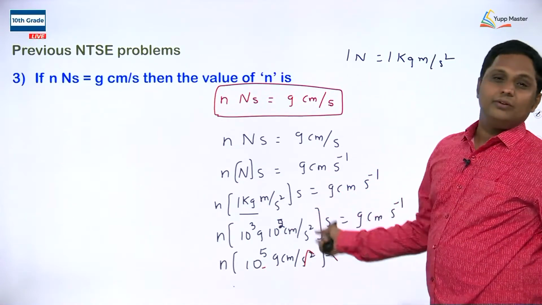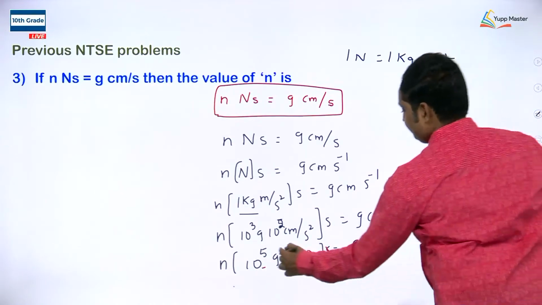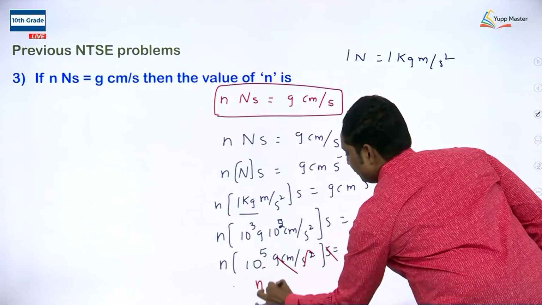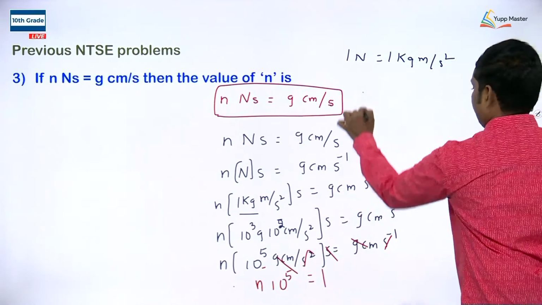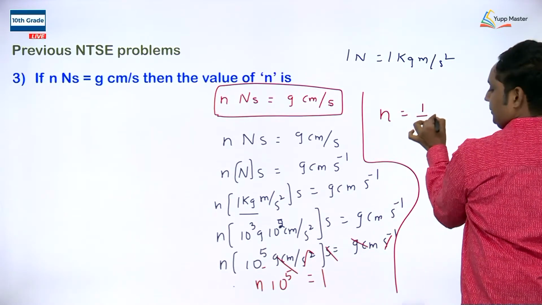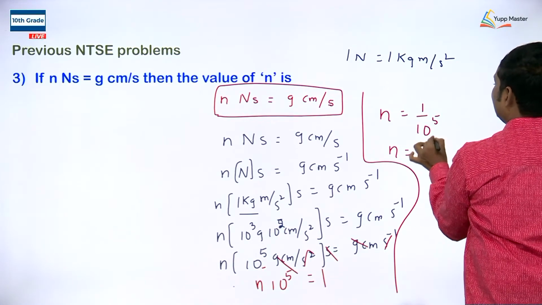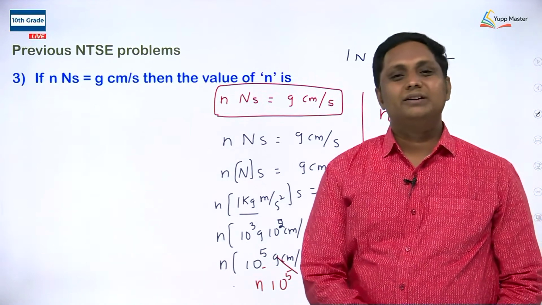From this expression, can you get the value of n? Is it clear? So, n into 10 to the power of 5 is equal to 1. So, finally, you have that n is equal to 1 by 10 to the power of 5. So, n is equal to 10 to the power of minus 5. It is very clear. From this one, you have to take that.